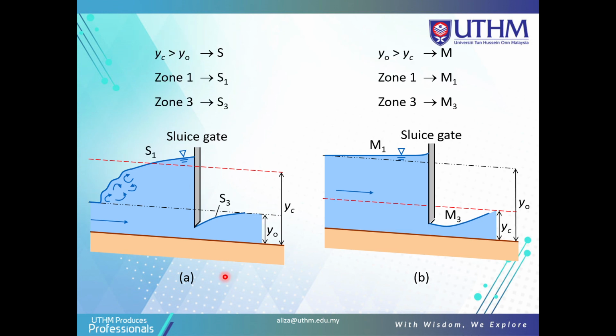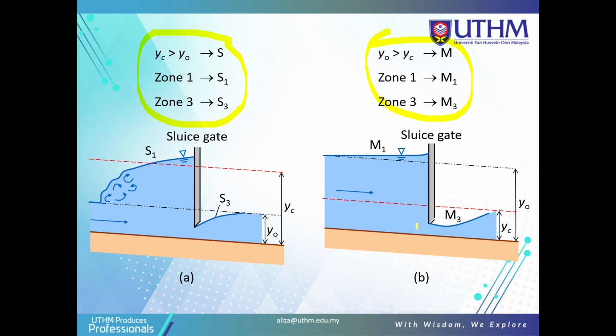Okay, so for this one, they have the yc here. You just see that y naught is more than yc, or yc is more than y naught here. So this is the S profile. At zone 1 here it is S1 and zone 3 is S3. So you just explain this here, so you know that. Okay, so this is the explanation of this figure, and this is the explanation of this figure.